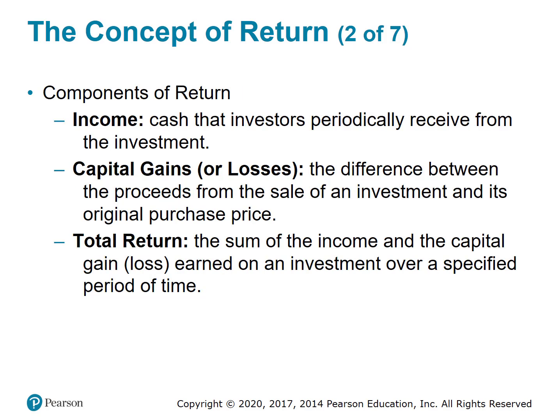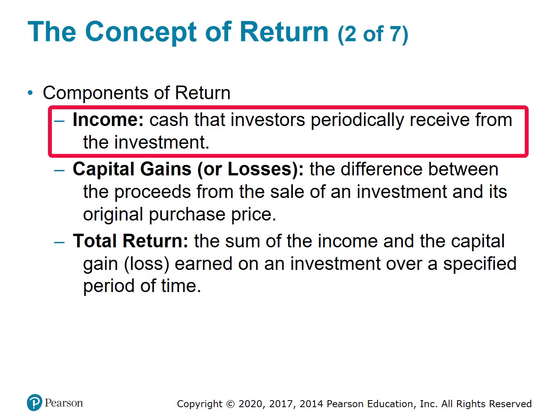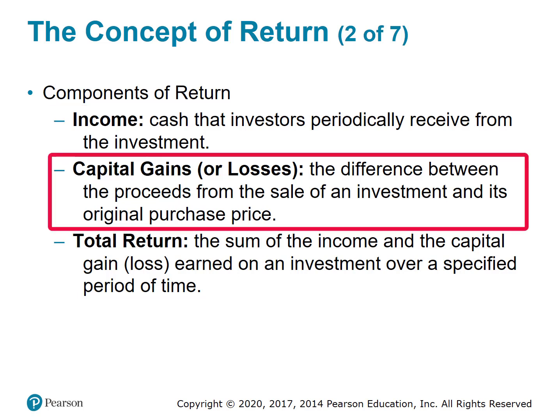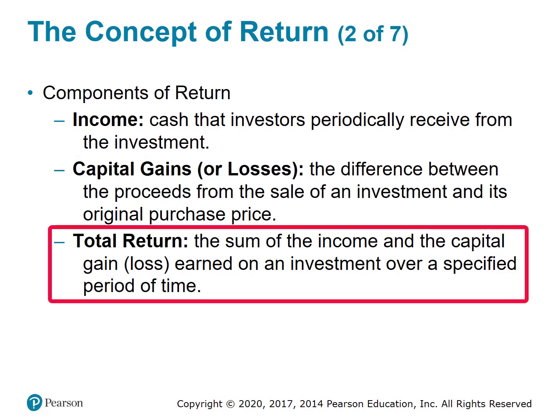Return has two components: income, cash. From stock, this would be dividends. From bonds, periodic interest payments. From rental property, that could be rent. Capital gains is price appreciation. From all assets, it's the difference between the price you pay to buy it and the price you sell it for. Total return is just the sum of those two.